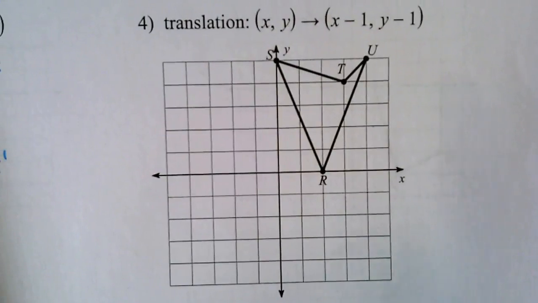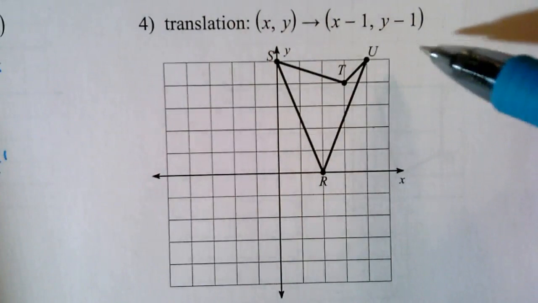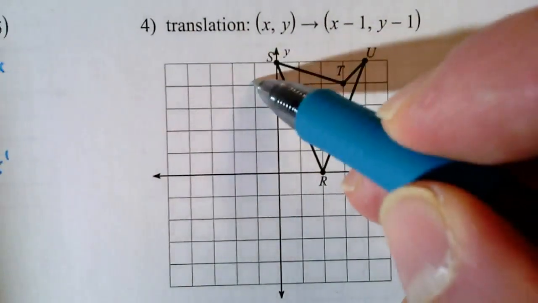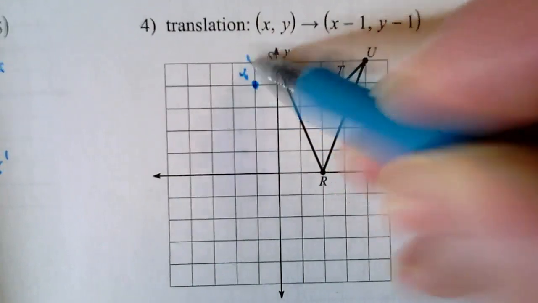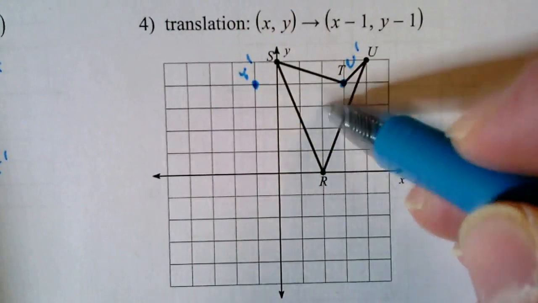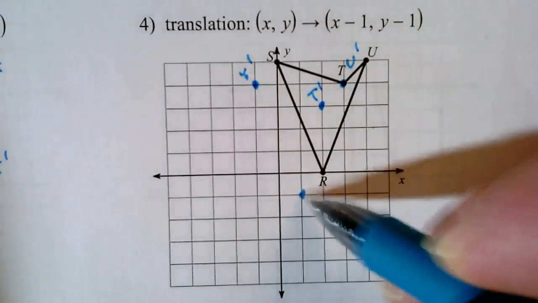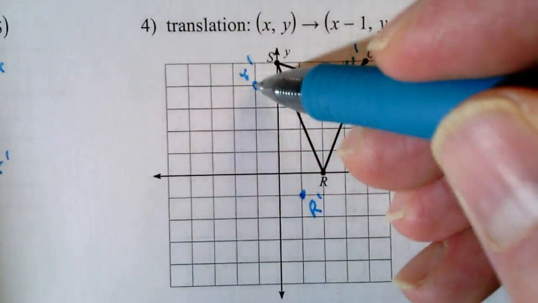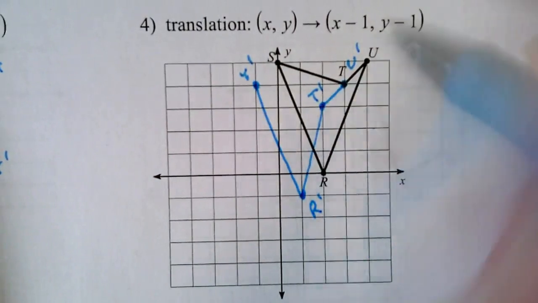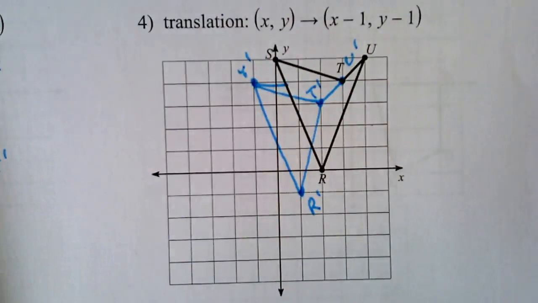We are going to subtract 1 from the x-coordinate and 1 from the y-coordinate. So each point is going to move back 1, down 1. So back and down. Y prime, back and down. U prime, back and down. T prime, back and down. R prime. And then just connect them to make that shape.